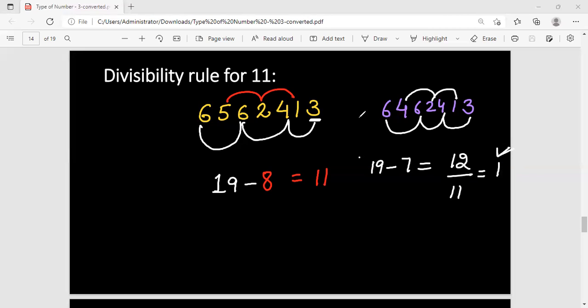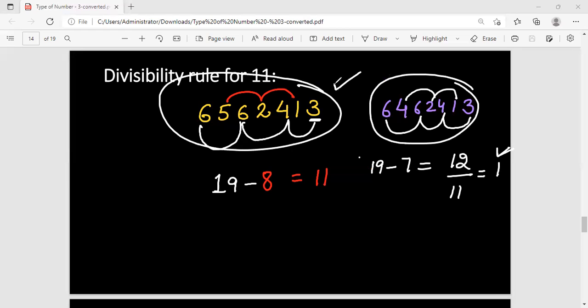Now this 12 when divided by 11, what is the remainder? 1. So this trick, if you start from the unit place, because there are many books in the market which say that you can start from the leftmost digit as well, but I'll suggest you always start with the rightmost digit, because that will give you the remainder also. If you divide this number by 11, you will get a remainder of 0, that is sure. But if you divide this number by 11, you will get a remainder of 1. So if you start from the unit place, the rightmost digit, you will get the remainder as well, right?